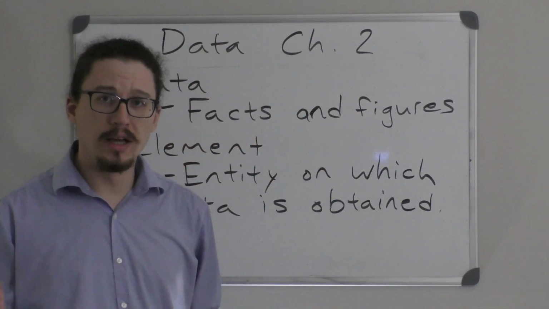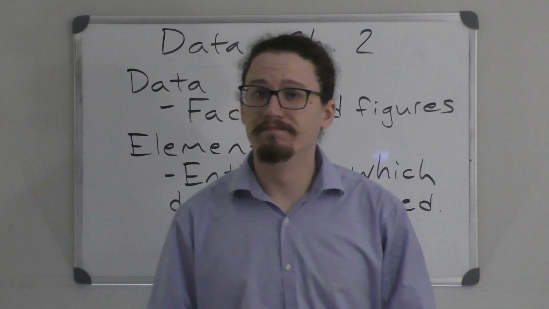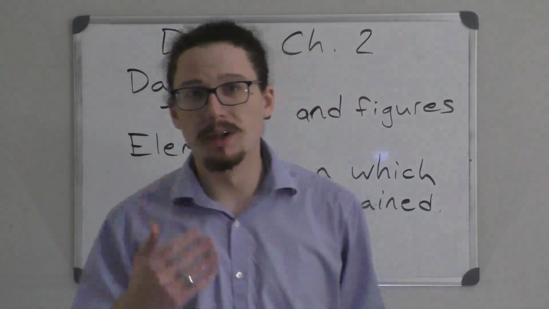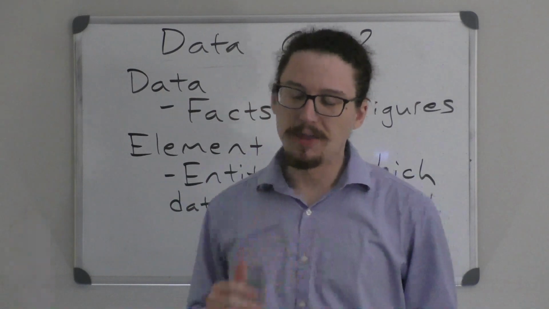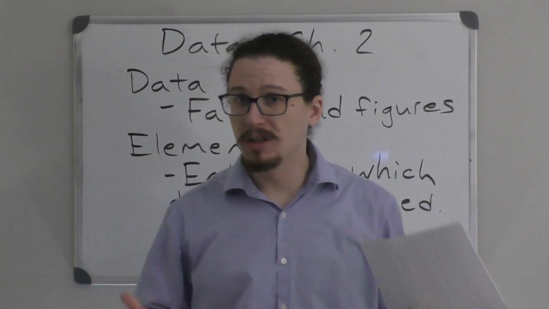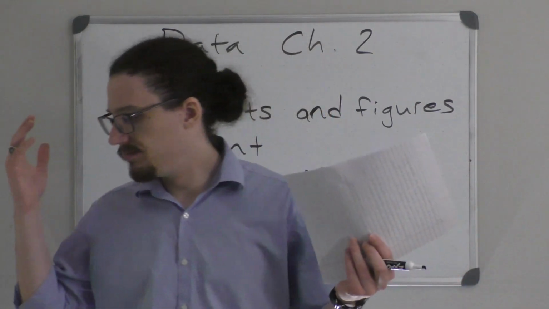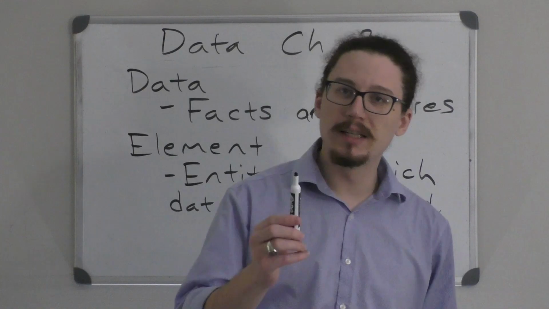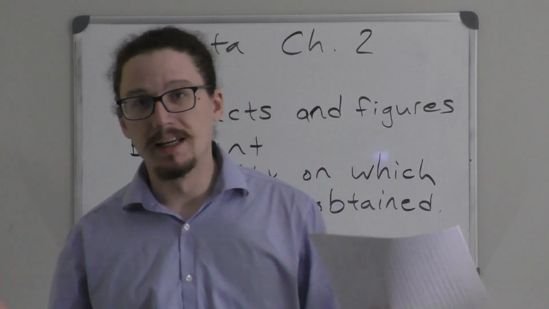All right, so an element can be anything. It could be this shirt. It was this shirt a second ago. We collected some data on it, so this shirt is an element. A person can be an element. Literally anything can be an element. If you obtain data on it, if you collect data on it, it is an element.